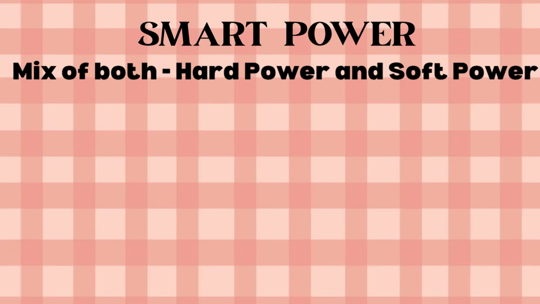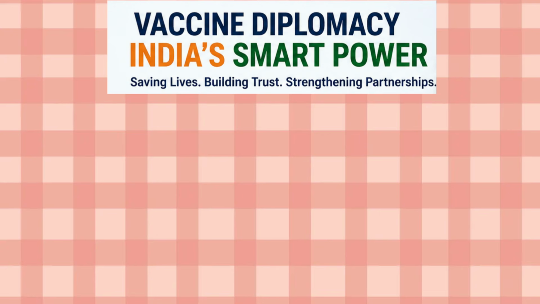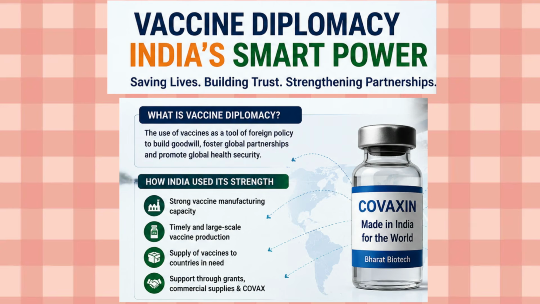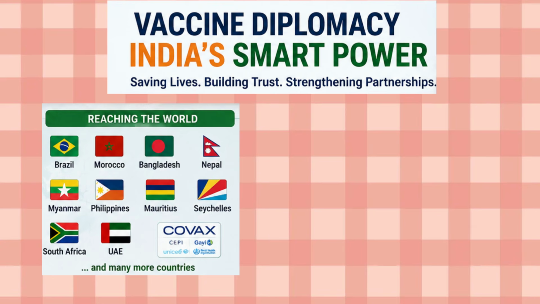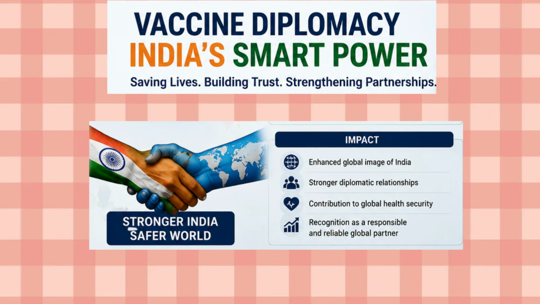This combination is called smart power. Smart power is when countries combine military strength, economic tools, and cultural influence to achieve their goals in world politics. For example, India's vaccine diplomacy, where the hard power element is large pharmaceutical production capacity and strategic supply agreements, and the soft power element is donating vaccines to developing countries under the Vaccine Maitri initiative. During the pandemic, vaccines were used as a diplomatic tool to improve relations with other countries and strengthen geopolitical influence. It combines humanitarian aid with strategic geopolitical influence.